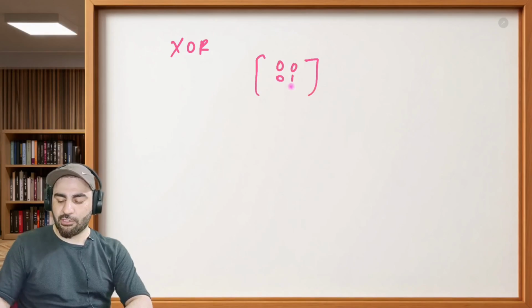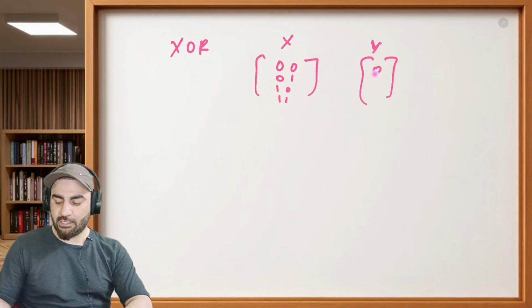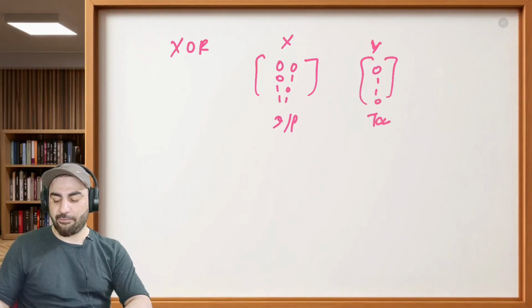So you had 0 0, 0 1, 1 0, 1 1. So this was our x, and what was the y? y is basically the target. In this case we had 0 1 1 0. So this is our input and this is our target.